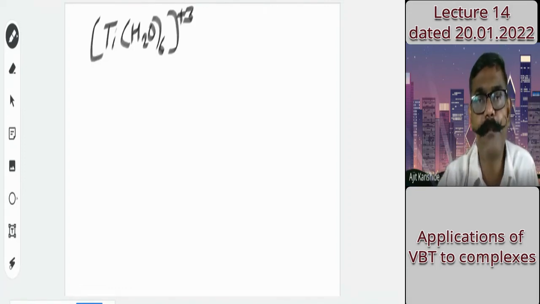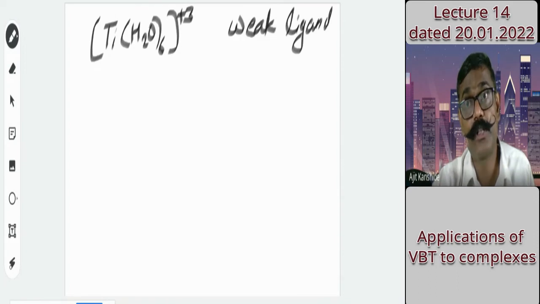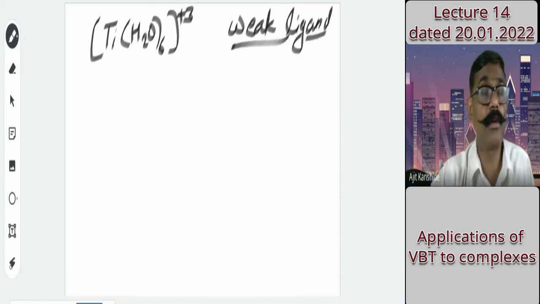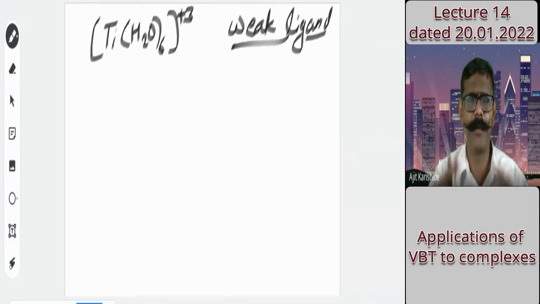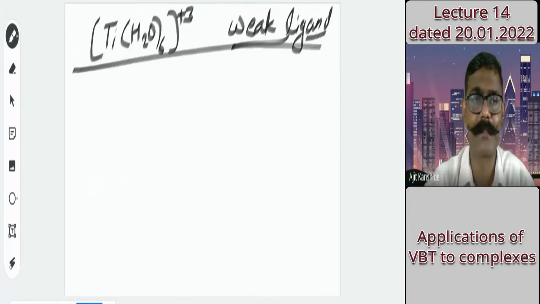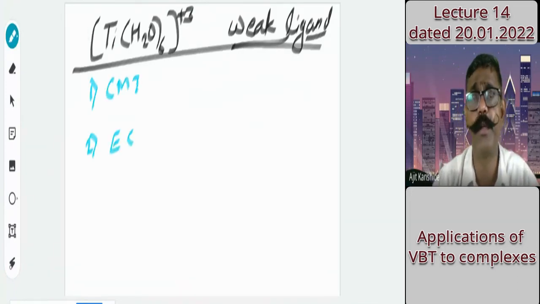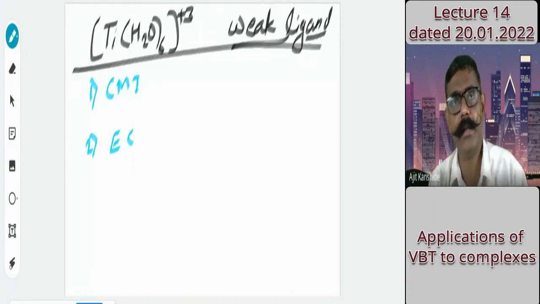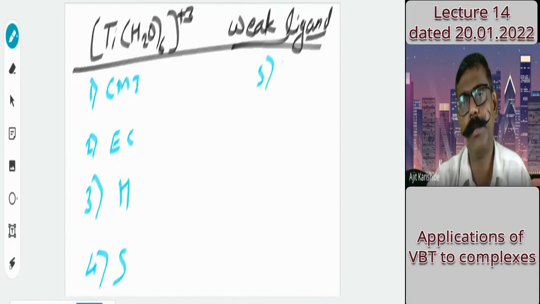[Ti(H2O)6]3+. And the hint I'm giving: here H2O is a weak ligand. Just a hint. On the basis of the name of the ligand, we can't say strong or weak, because the strength depends upon both the nature of the metal ion as well as the ligand. But at this moment, I'm giving a hint to you. [Ti(H2O)6]3+ is a complex. I want answers from you. Which central metal ion is present? What is the electronic configuration, both in the free metal ion and in the complex? Hybridization, structure, and the fifth point, magnetism.